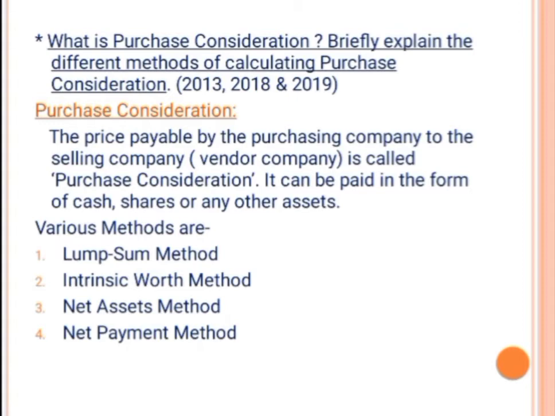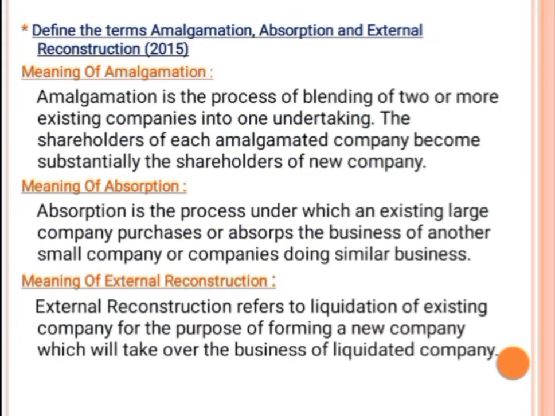It can be paid in the form of cash or in the form of shares or even in the form of other assets. Let us go back to the previous slide and identify who has to pay the purchase consideration to whom in all the 3 cases. Now coming to the case of amalgamation, as I said, there will be 2 existing companies which are going to be liquidated and a new company will be formed. So here those 2 existing companies will be called selling companies and the new company will be called the purchasing company. Now the purchasing company, that is the new company, has to pay the purchase consideration to both the selling companies.